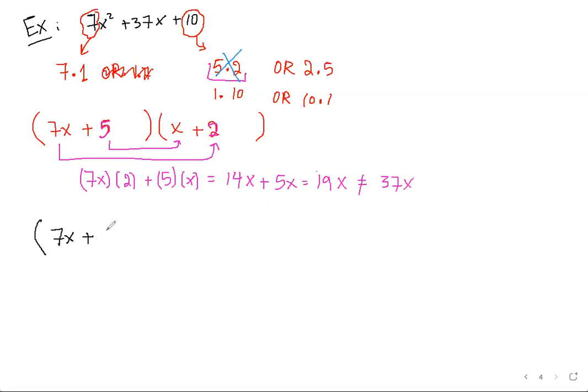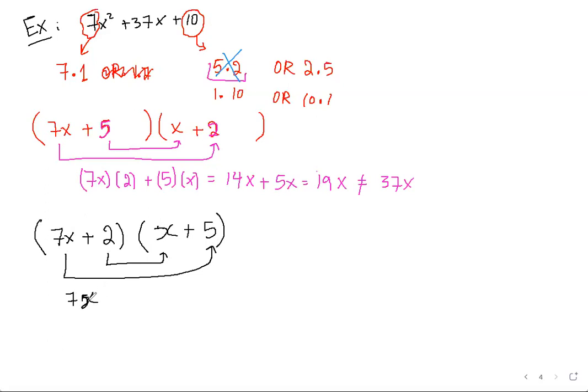7x plus 2 and x plus 5. Multiply this one by this one, and this one by this one. So 7x times 5 plus 2 times x. They give me 7x times 5 is 35x, and the second one is plus 2x. They give me 37x. So this is exactly like the middle term. So this is going to work.